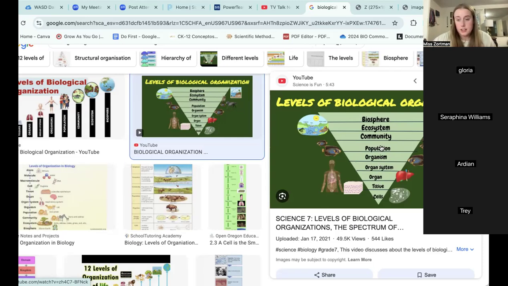Population is next. That also is one of the most mixed up, with community. Population is one species, so a population of humans versus the population of guinea pigs. And then a community is all of those together. So my house community has humans, guinea pigs, a dog, soon to be Pepper again, the bearded dragon, and so on.